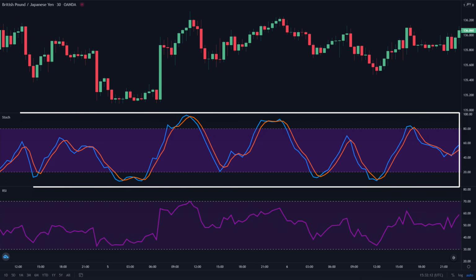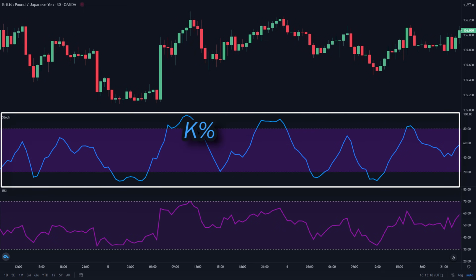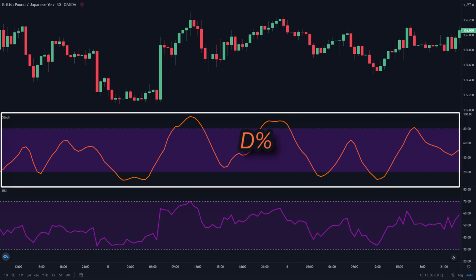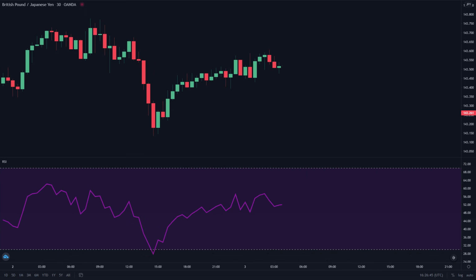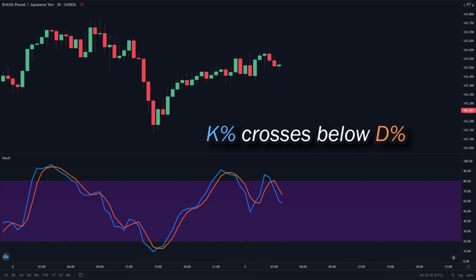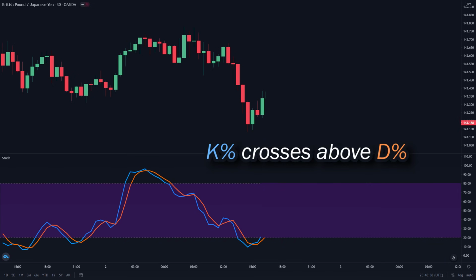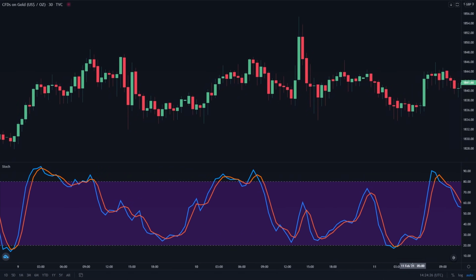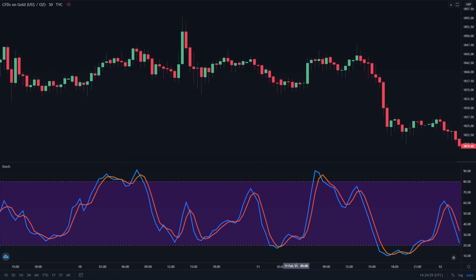Another reason is because the Stochastics has these two lines called the K percentage and the D percentage, which can actually give us additional signals. Here's how. When you're using the RSI, there is no way of predicting if the line is going to go upwards or downwards. But if you're using the Stochastics, you can utilize the K and D lines to predict where the Stochastics is heading. If the K line crosses below the D line, it indicates that the Stochastics is heading downwards. And if the K line crosses above the D line, it indicates that the Stochastics is heading upwards. So those are a couple of reasons on why I prefer Stochastics over RSI.